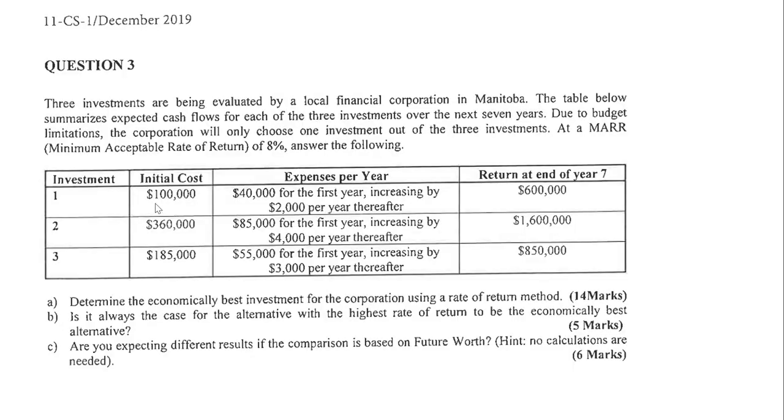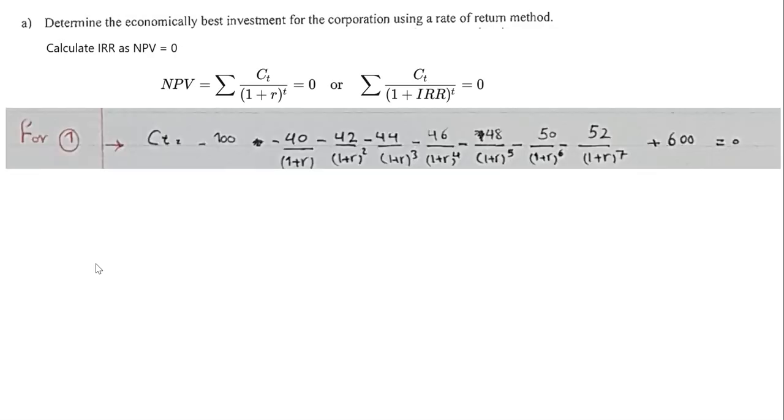Here it is mentioned that the initial cost is 100,000. Expenses would be 40,000 for the first year, increasing by 2,000 every year. So we have to go one by one, adding 2,000: 40, after that 42, 44, 46, 48, 50, 52, and at the end, the return would be 600,000. So let's see it again together.